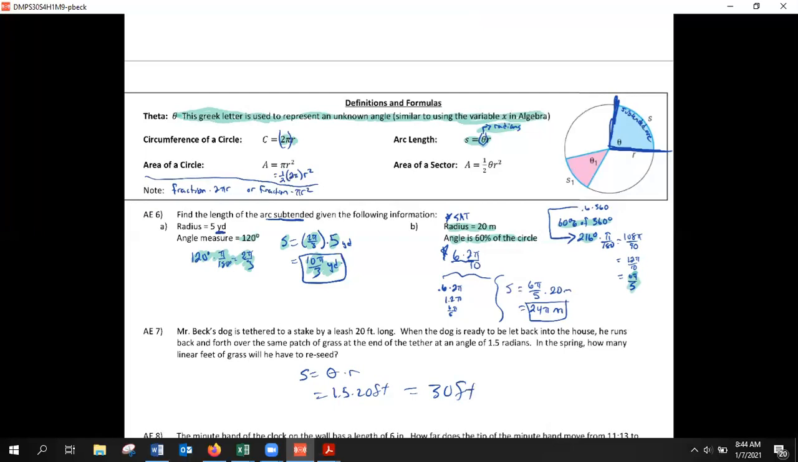Now, the faster approach is, why are we going back to degrees if we don't need to? We know that there are 2 pi radians on a circle, so 0.6 times 2 pi gives me 6 pi over 5, or 1.2 pi. So our arc length is going to be our theta, 6 pi over 5, times the radius, which is 20.